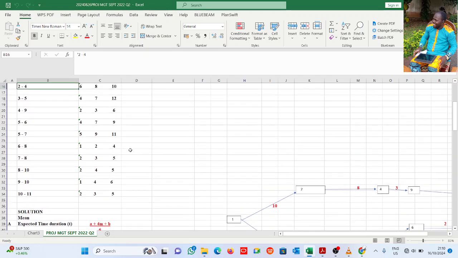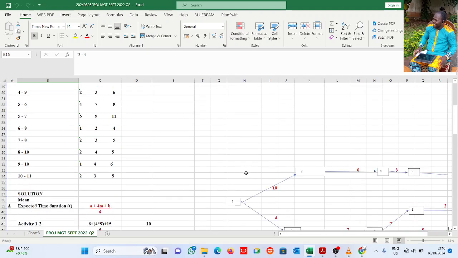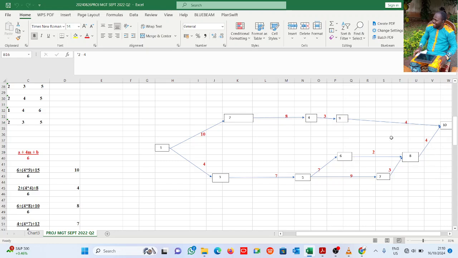Alright, so we go to the next activity, which is activity 4 to 9. Am I right? Yes, 4 to 9 and 5 to 6. So it means activity 9 is dependent on 4. Activity 6 is dependent on activity 5. Alright, so this is what we'll have here. There's something I want to explain there, but let me quickly do this. Activity 9 is dependent on 4. You should see the arrow here from 4 to 9.